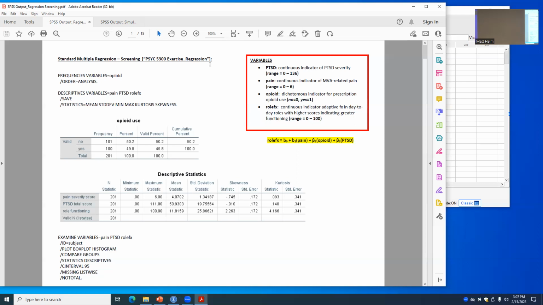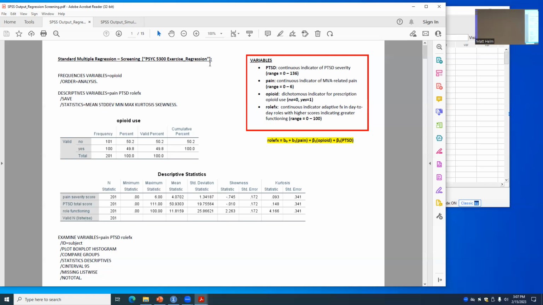And then role functioning, okay? This is a continuous indicator, or we're reporting it as a continuous indicator of adaptive functioning, day-to-day roles, higher scores indicating greater levels of functioning, scoring from 0 to 100. Okay? And so our question is to what extent do pain, opiate use, and our PTSD score contribute to functioning in this group?